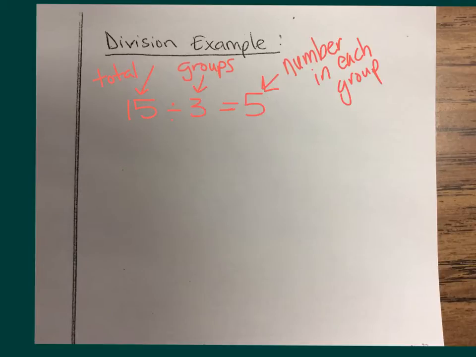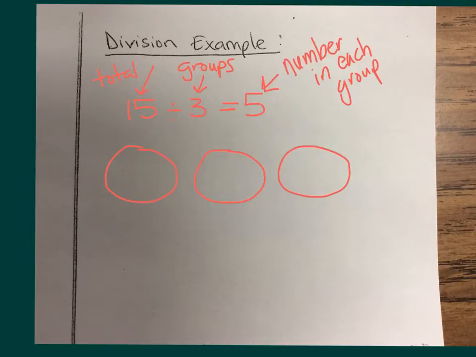Now I need my model. So I know I have a total of 15 objects. I can think of these as 15 cookies. And I'm going to share those 15 cookies between 3 groups, or think of it as 3 plates. So I'm going to draw my 3 groups. Here's group 1, or plate 1, group 2, and group 3. I've got my 3 groups.